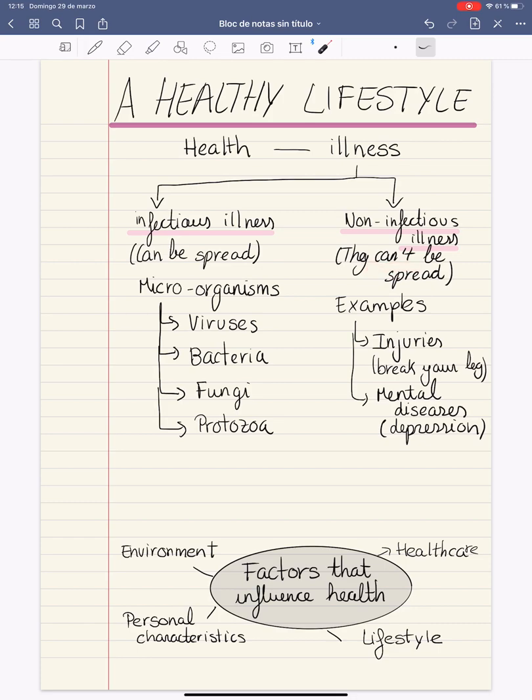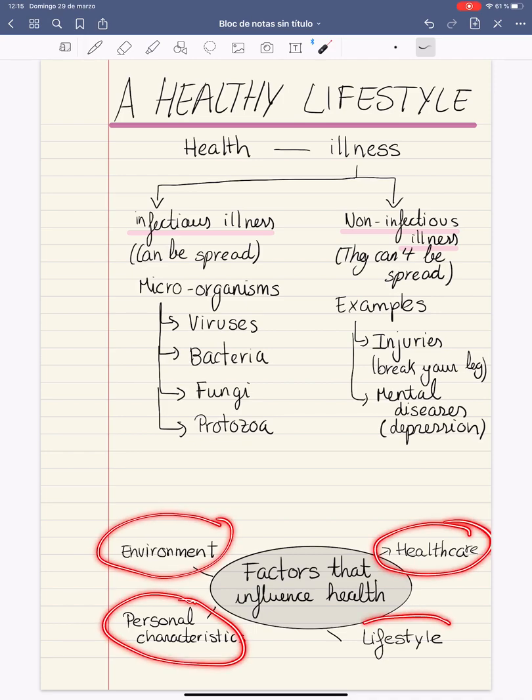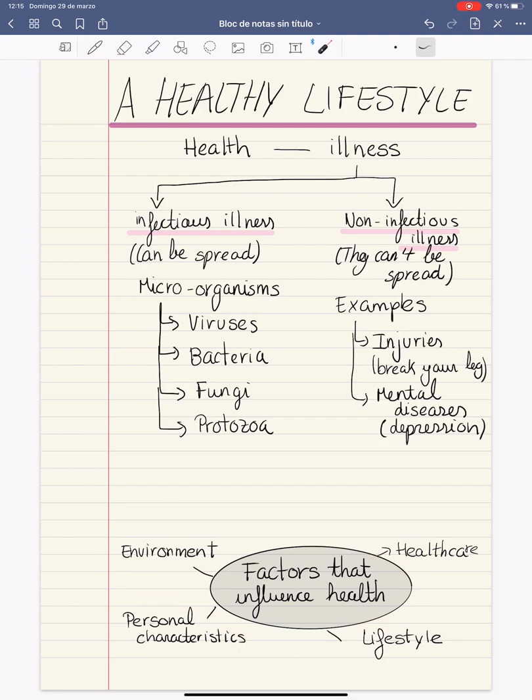Several examples are injuries. For example, if you break your leg and you are next to your sister or your brother, just because you are next to him, he's not going to break his leg. So you cannot spread it, you cannot pass it. Another example is a mental disease, for example, depression. We also saw the factors that influence health, among which we find environment, personal characteristics, healthcare, and lifestyle. I hope this video has been useful to review what we have seen along the second term.